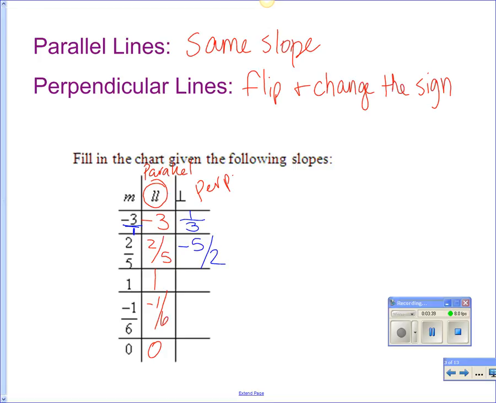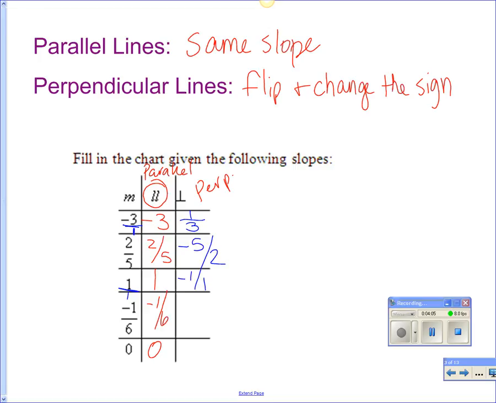Again, for 1, you're going to have to draw a line underneath it and put a 1 underneath it. You're going to have to make it a fraction so that it can flip. It can't flip unless there are 2 numbers. So 1/1, when you flip it, is still 1/1. But a positive becomes a negative.